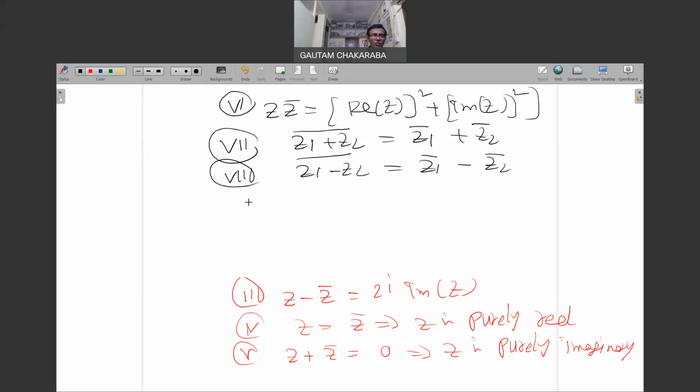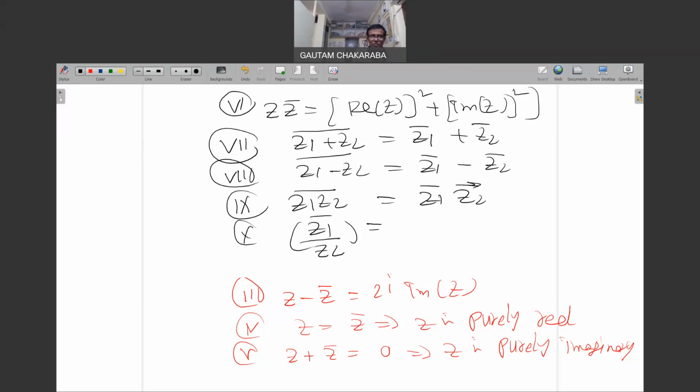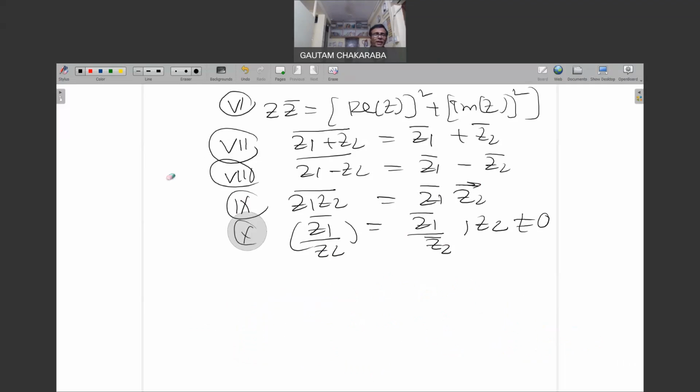Okay. Now, next part, Z1 times Z2 whole conjugate is equal to Z1 conjugate times Z2 conjugate. Next, Z1 by Z2 whole conjugate is equal to Z1 conjugate by Z2 conjugate, if Z2 is not equal to 0. Understood? Many students know these identities, but they are very important for your exam purpose.